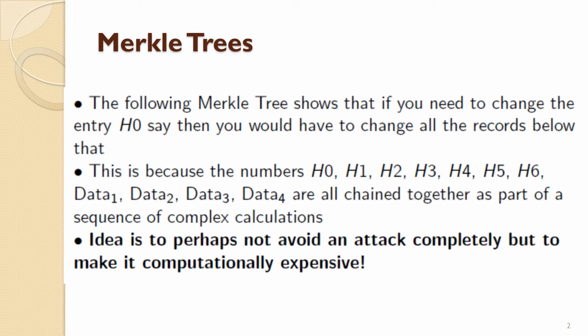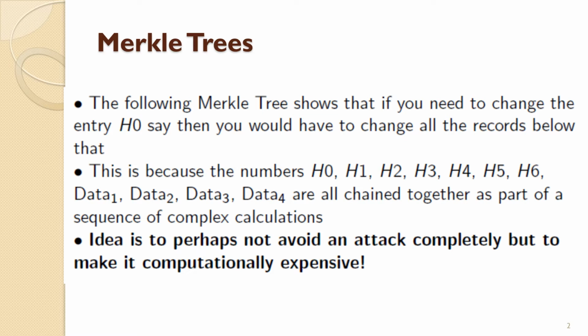So a Merkle tree is an interesting thing in terms of computer science and mathematics, but here all it is is an abstract device for obtaining an immutable record of transactions on a blockchain. We've got a picture of a Merkle tree on the next slide. The idea is that the following Merkle tree shows that if you change, say, the entry h0, then you'd have to change all the record below that.